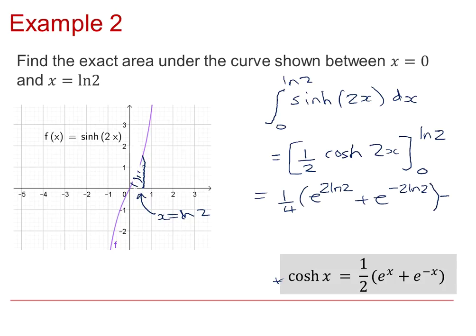minus e to the 0 plus e to the 0. Make sure we put the brackets around that. Which will be, when we calculate it, a quarter of 17 over 4 minus 2, which should give us 9/16.